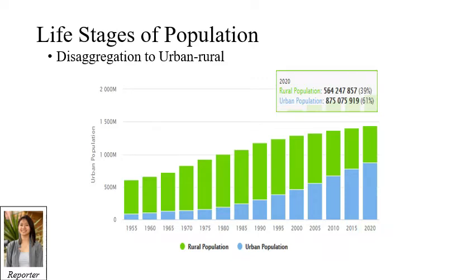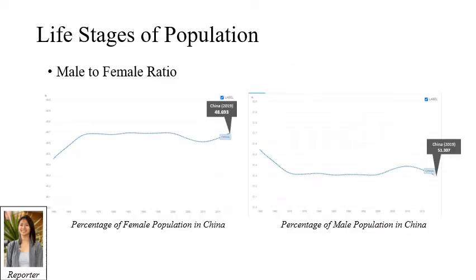In the year 2020, 61% of the population of China is from urban areas, and 39% is from rural areas. Thus, the graph shows an increasing population in urban areas from 1955 to 2020. Next is the male to female ratio.